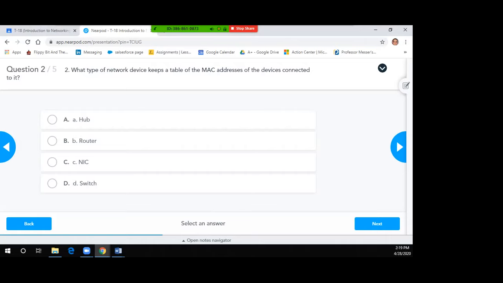What types of network devices keep a table of the MAC addresses of the devices it's connected to? Who stores MAC addresses? Nick. Switch. I got to vote for Nick and I got to vote for switches. So which one has a table of MAC addresses? Switch.